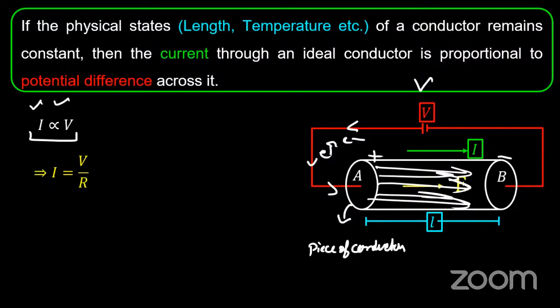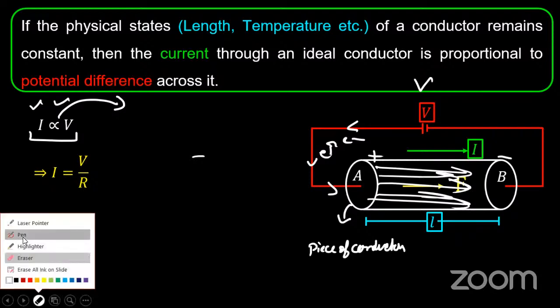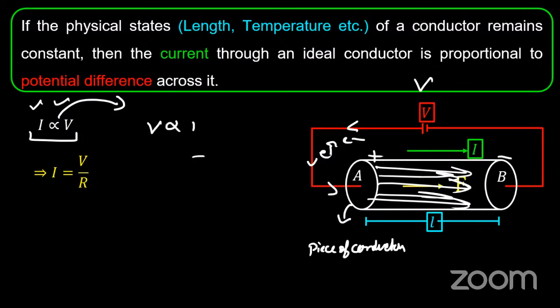If we want to remove this sign of constant of proportionality, you all know these things, we put a constant here, equal to some K. Where this K is basically 1 by R, so V equals IR. You can also do it from the left hand side, no issues. If we want to remove this constant of proportionality, it's very simple: V is directly proportional to I, and to remove the proportionality sign we put a constant.